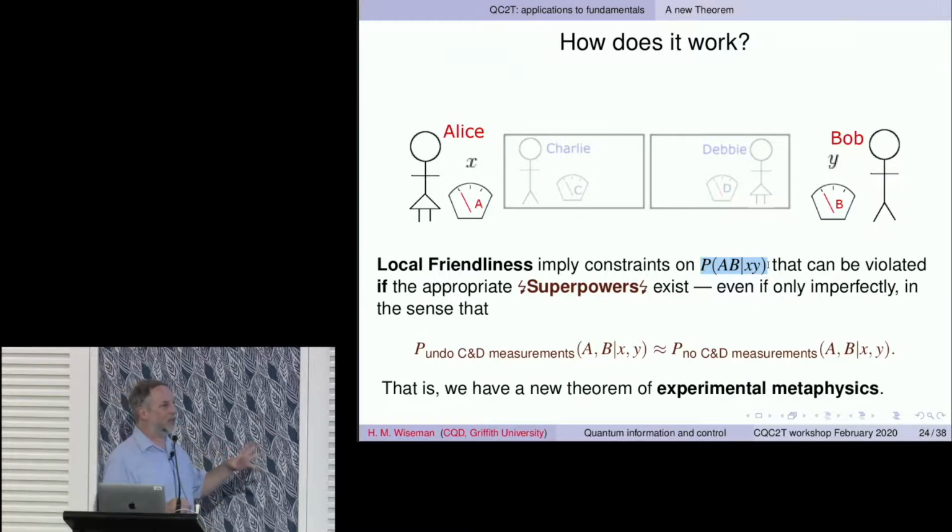We can get a violation of the inequality which we derive from these constraints if they can do this time reversal, etc. So basically what the assumption of superpowers here means is that the probabilities that Alice and Bob get from their measurements, once they undo Charlie and Debbie's measurements, are approximately the same as if Charlie and Debbie had just never been there in the first place. It doesn't have to be exact, it just has to be good enough to get a violation. And so this is basically our new theorem.